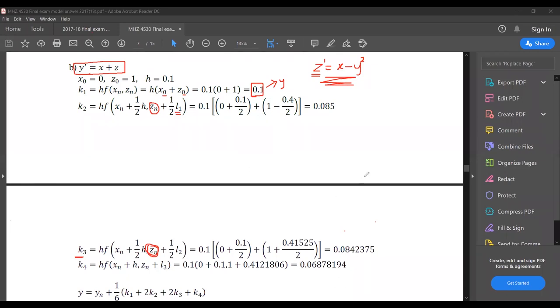Okay. Similarly, then the K3 value. We need to do this one parallelly. First, we need to find the K1 for Y and K1 for Z. Then K2 for Y, then K2 for Z. Right? We need to do this on both sides parallelly and go to the final answer.